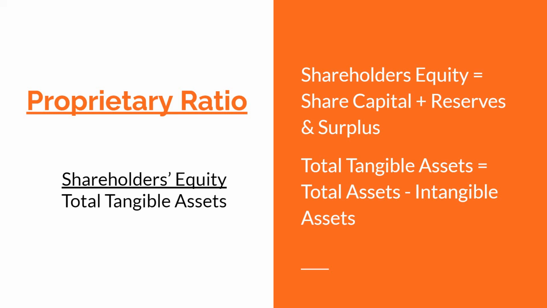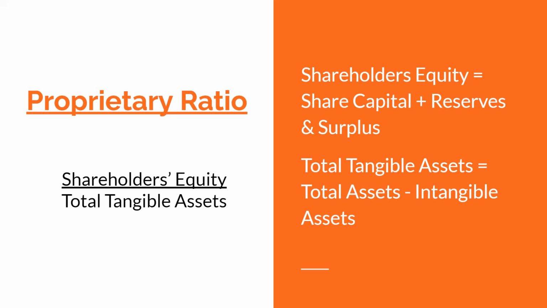The next ratio that we have is the proprietary ratio. Proprietary ratio is again quite simple. Here we are comparing your equity with your total assets, and not even total assets but only your total tangible assets, because the goodwill amount also belongs to owners, but we are not including goodwill because it could be any imaginary figure.